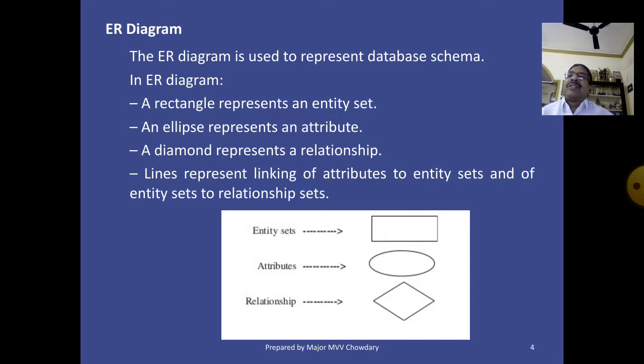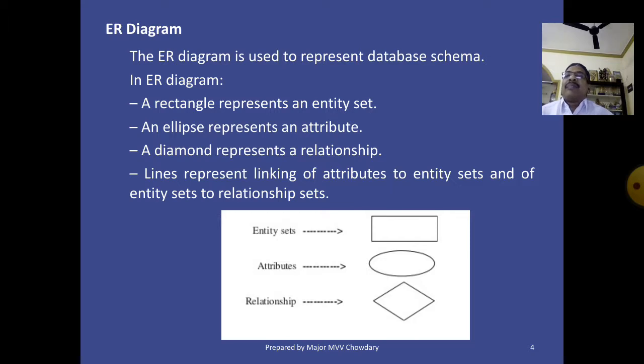Entity can be represented in a rectangle. An ellipse represents an attribute. Attribute can be represented in ellipse form. A diamond represents a relationship. Relationship can be represented in a diamond shaped symbol.